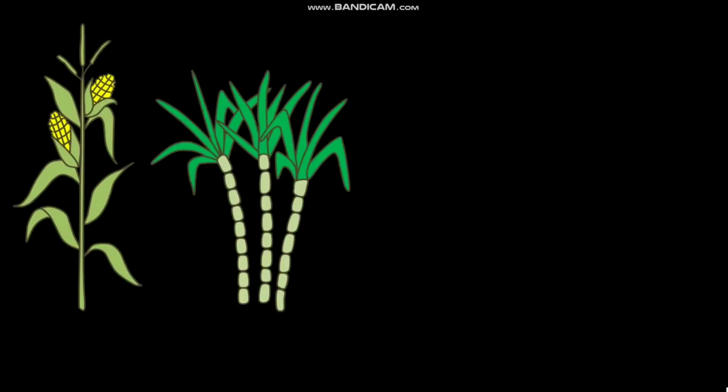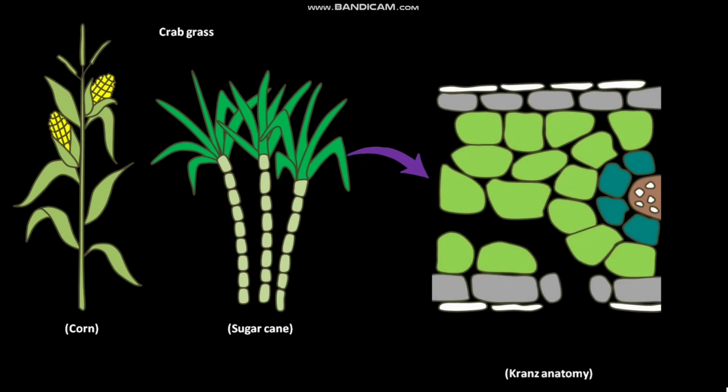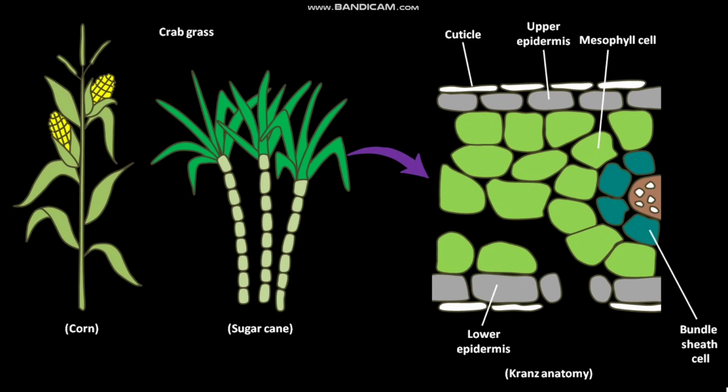The leaves of plants like corn, sugarcane, and crabgrass show Kranz anatomy. In Kranz anatomy, cuticle is present on both dorsal and ventral surface of leaf. Below the upper cuticle and lower cuticle, upper epidermis and lower epidermis are present respectively. Mesophyll cells are clustered around the bundle sheath cells. Bundle sheath cells line the veins or vascular bundles.